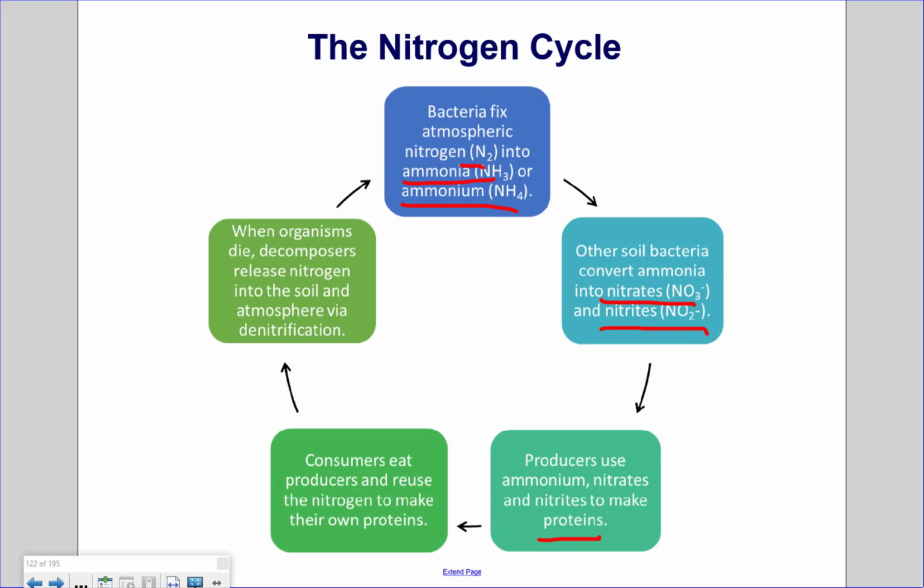When organisms die, decomposers release nitrogen into the soil and atmosphere via denitrification. Denitrification is the opposite process of nitrogen fixation. In denitrification, we're taking those nitrogenous compounds and we're breaking them down into atmospheric nitrogen once again. And then the cycle continues.